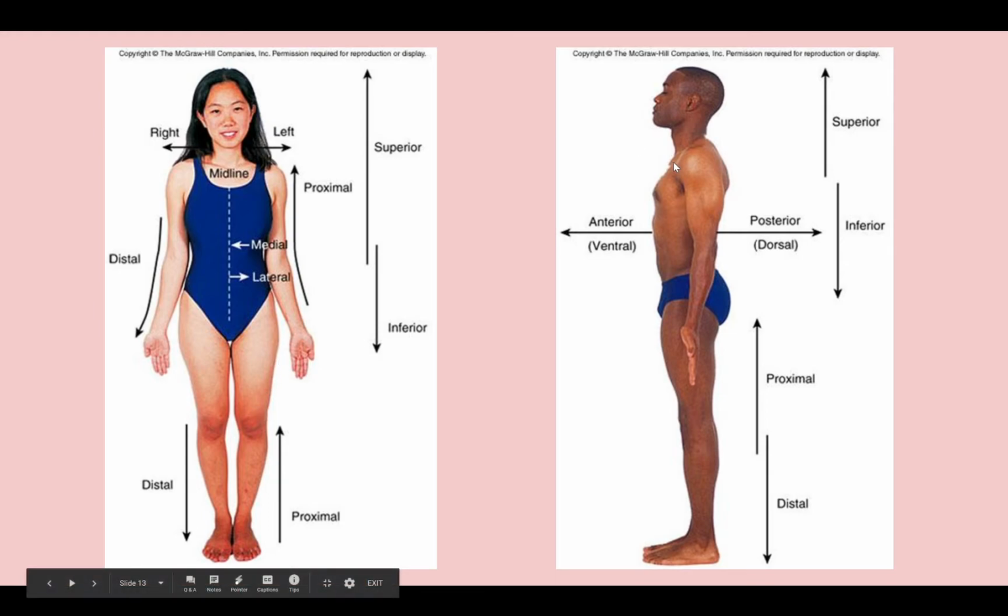And then if we look at the side, we can see other angles, the posterior view, which is the back or dorsal, and then anterior or the front, the ventral part. Again, we see the superior and inferior. Proximal is going towards the point of origin, his hip here, and then distal is going away from. Notice they both are standing with their arms out and palms facing out towards the front. That's anatomical position.